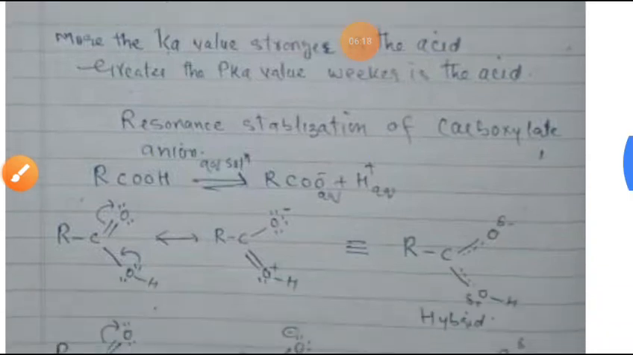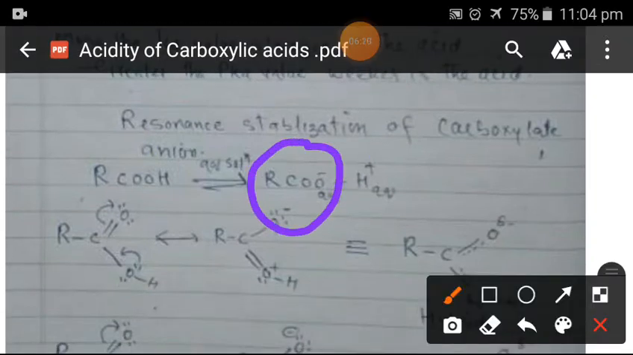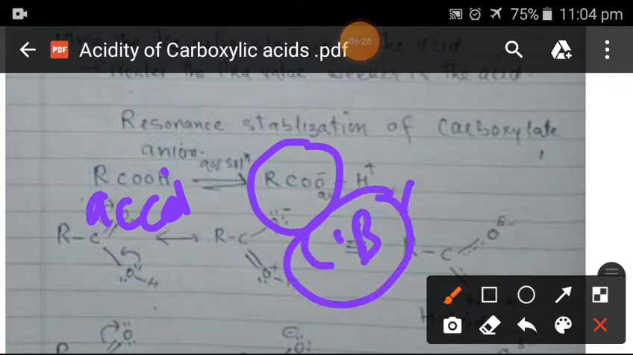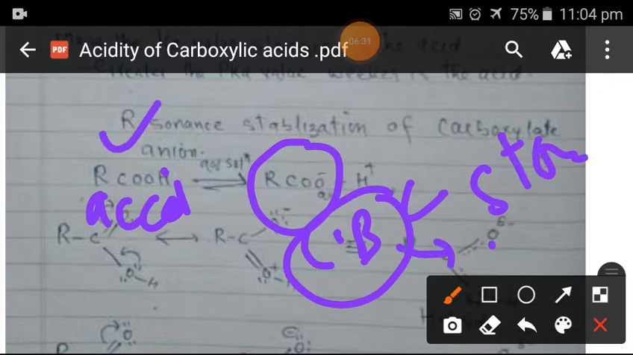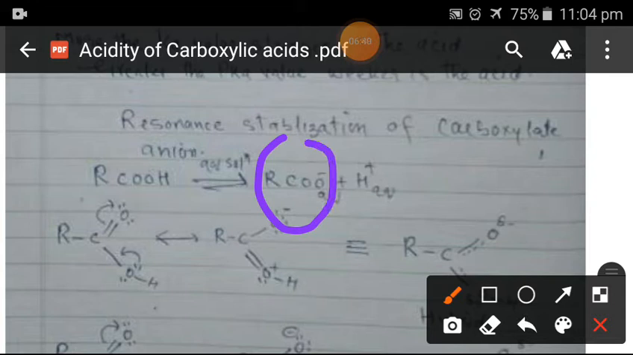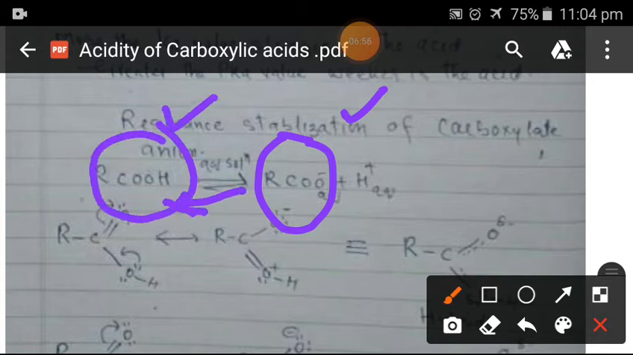Clear? So the acidic strength depends upon this. If this is the acid, this will be the conjugate base. If the conjugate base is strong, the acid will be weaker. If the conjugate base is weak, the acid will be stronger. So here we will see whether the conjugate base formed is stronger or weaker. If it is stronger, then it means the reaction will go in the backward direction, and more of the carboxylic acid will be formed. Clear?